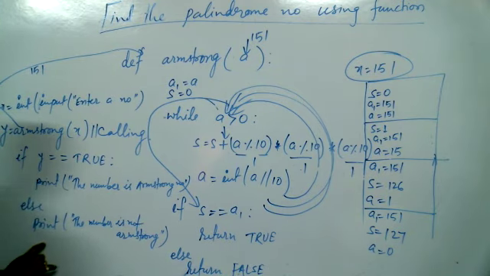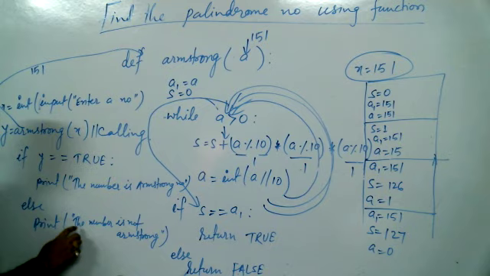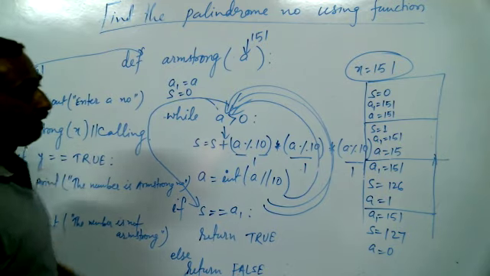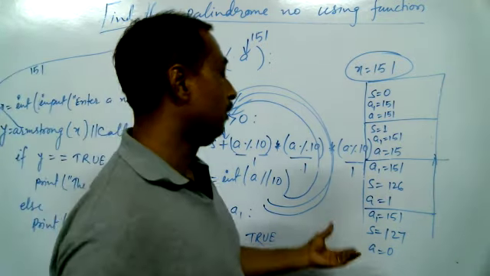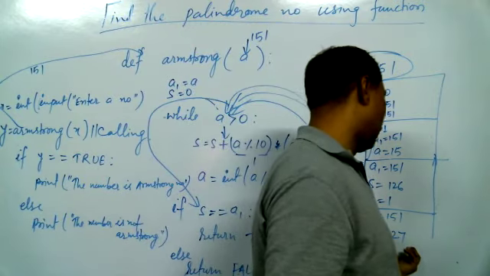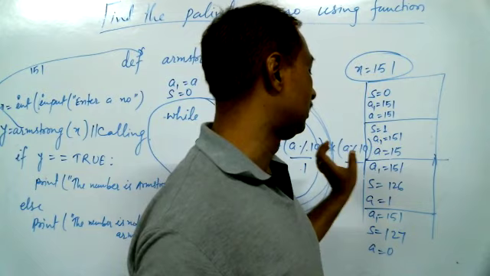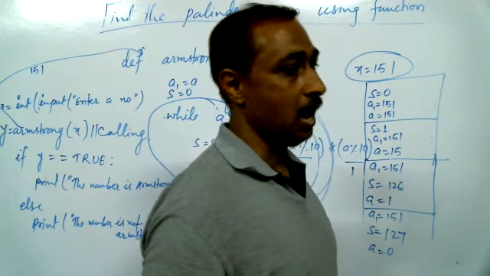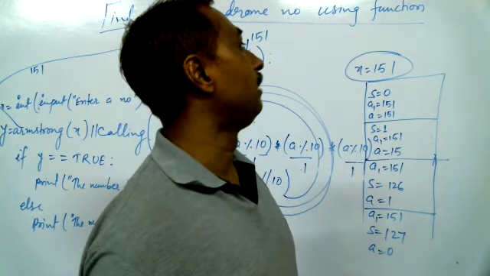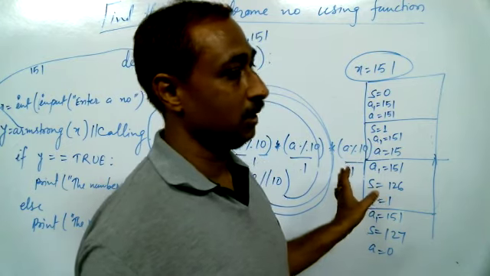So the output of this program will come: the number is not Armstrong, because the sum of cube of digits of the number is not equal to the original number. That's why this number is not an Armstrong number. Actually, 153 is the Armstrong number.